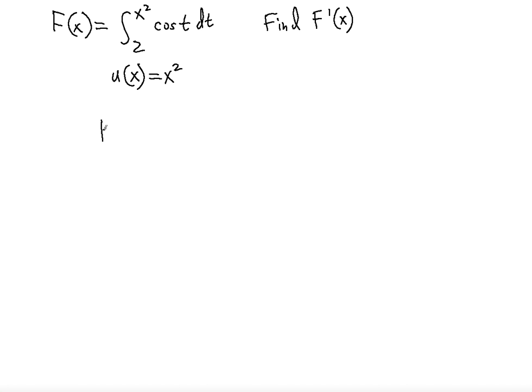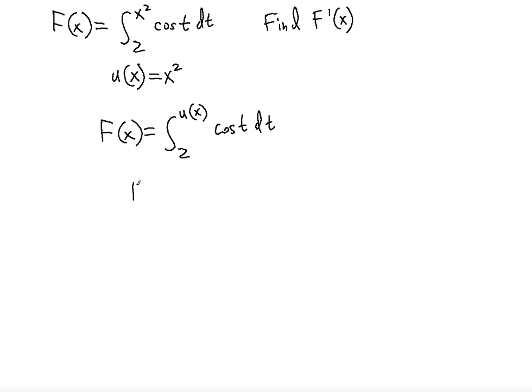So now this capital F of x becomes simply the integral from 2 to u of x, u as a function of x, of cosine t dt. And notice that we can still use the fundamental theorem of calculus because even though u is another variable, it's in terms of x, right? It's a function of x as well. So we can still remain with the capital F of x as before.